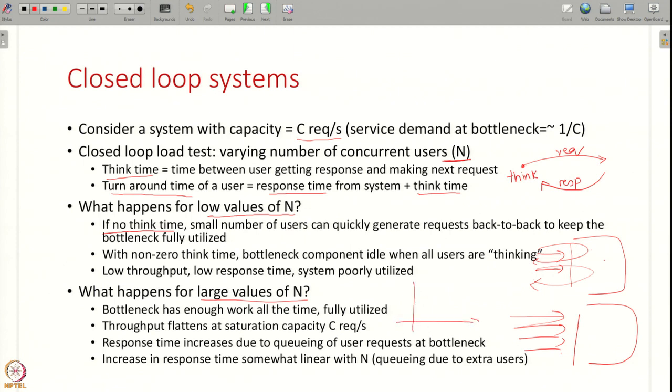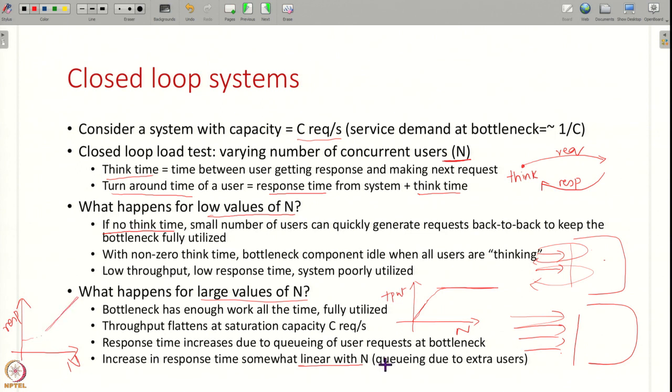That is why, as you increase the value of n, your system throughput will initially be low for low numbers of users, but eventually it will flatten out and your bottleneck will be fully utilized. And what happens to response time? As you increase the number of users, it will be low initially and then it will increase. But note that the increase in response time is somewhat linear with n. If you look at response time versus n, initially it will be low, and then it will increase somewhat linearly.